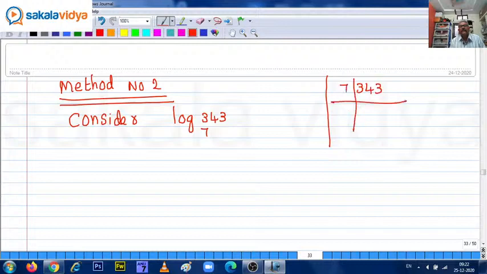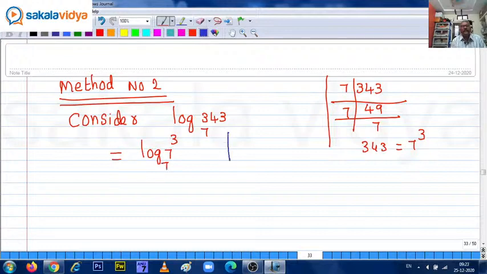Prime factorization: 7 fours are 28, 7 nines are 63, and 7 sevens are 49, so 343 can be written as 7 cubed. Now substitute. This equals log of 7 cubed to the base 7. We have one important result. What is the result? Log m to the power of n to the base a is n times log m to the base a.